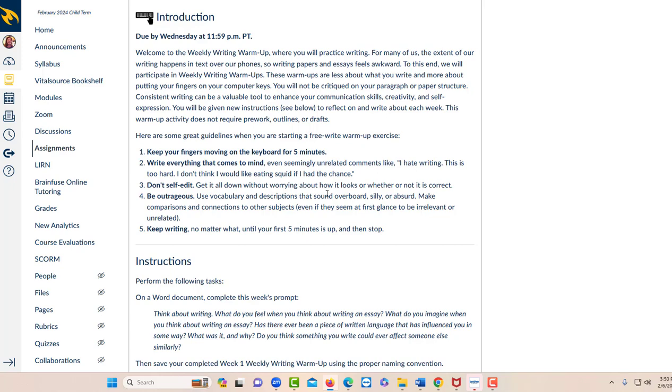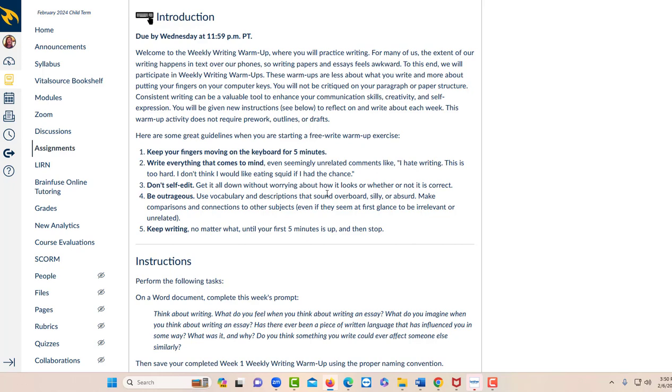You will not be critiqued on your paragraph or paper structure. Consistent writing can be a valuable tool to enhance your communication skills, creativity, and self-expression. You will be given new instructions to reflect on and write about each week. This warm-up activity does not require pre-work outlines or drafts.